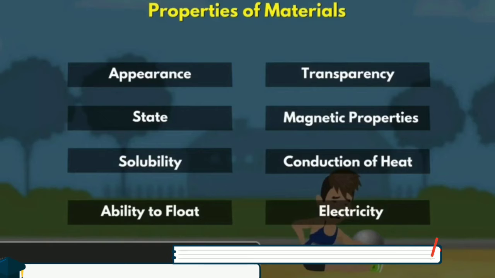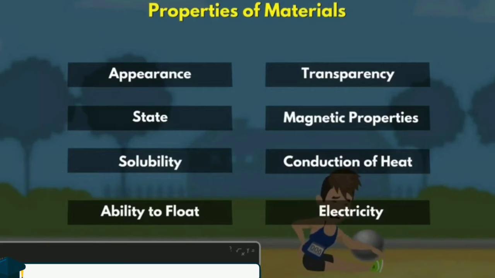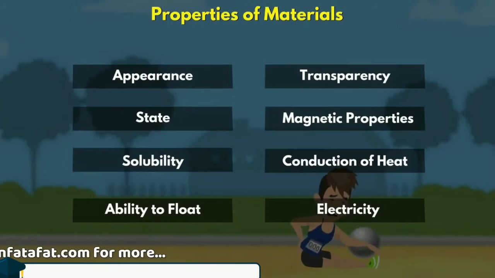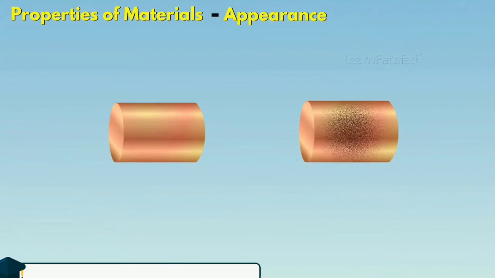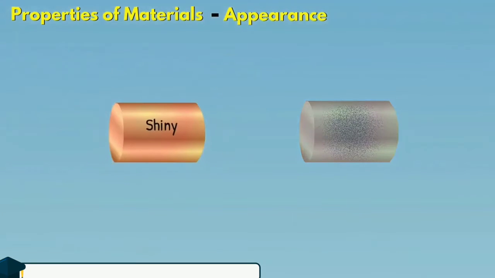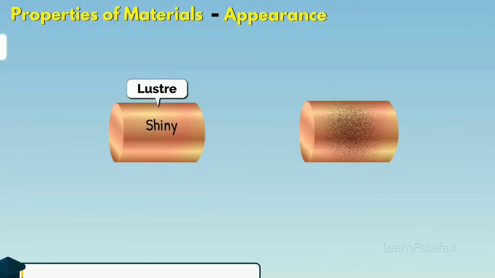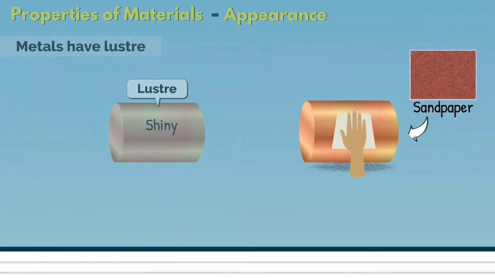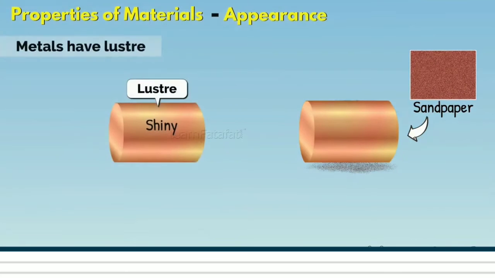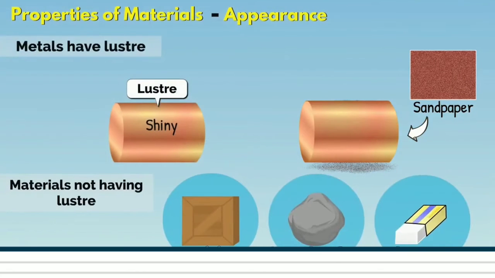There are different properties of materials like appearance, state, solubility, ability to float, transparency, magnetic properties, conduction of heat and electricity. Materials look different from each other. While some look lustrous and shiny, others look non-lustrous and dull. Wood looks non-lustrous. Iron, aluminium, copper, gold, etc. look lustrous, shiny and bright. Generally, such substances which appear bright and shiny are called metals. Rubber, wood and plastic, they don't have luster.